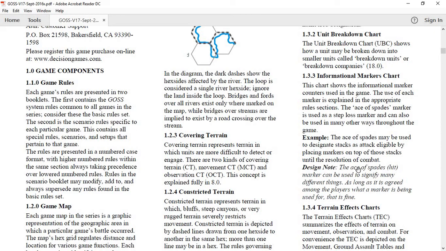Design note: the Ace of Spades, or hit marker, can be used to signify many different things. As long as it is agreed among the players what a marker is being used for, that is fine.